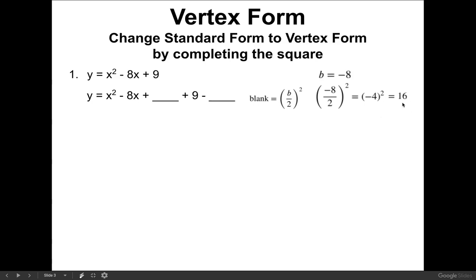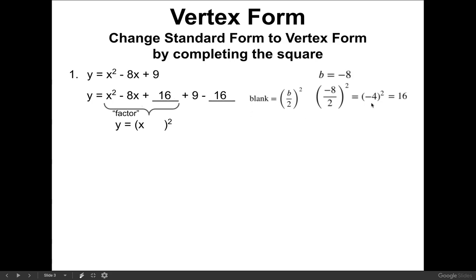You should always get a positive when you're squaring a number. So that goes in the plus and the minus blank, whatever you found for the half of b squared. So now the first 3 terms are factorable. You don't have to go through the process of factoring because it is a perfect square trinomial.